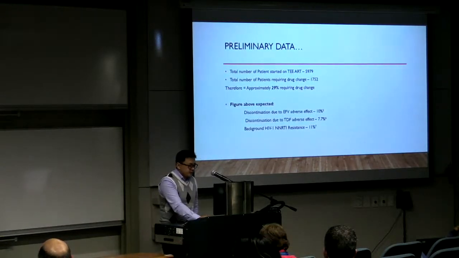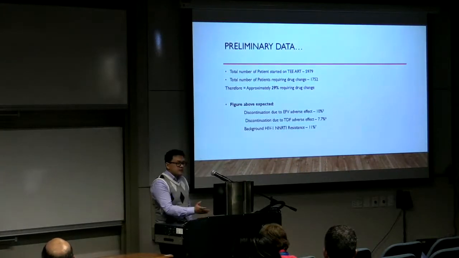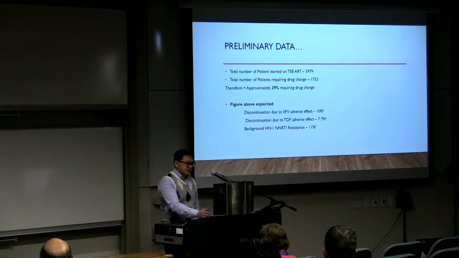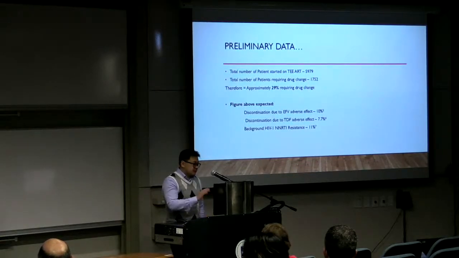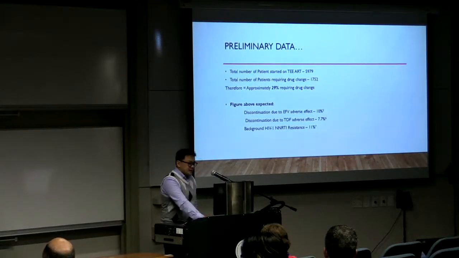From our literature review, the discontinuation rate due to efavirenz adverse effects lies at about 10%, whereas tenofovir, which is better tolerated, is about 7.7%. Lamivudine and emtricitabine are quite well tolerated, so side effects are quite rare and not that significant. And the background HIV-1 resistance to non-nukes, which includes efavirenz, is about 11%. So from studies in other setups, we roughly estimate about 10 to 15%, if not 20%, of reasons for the change, but in our setup it was 29%.